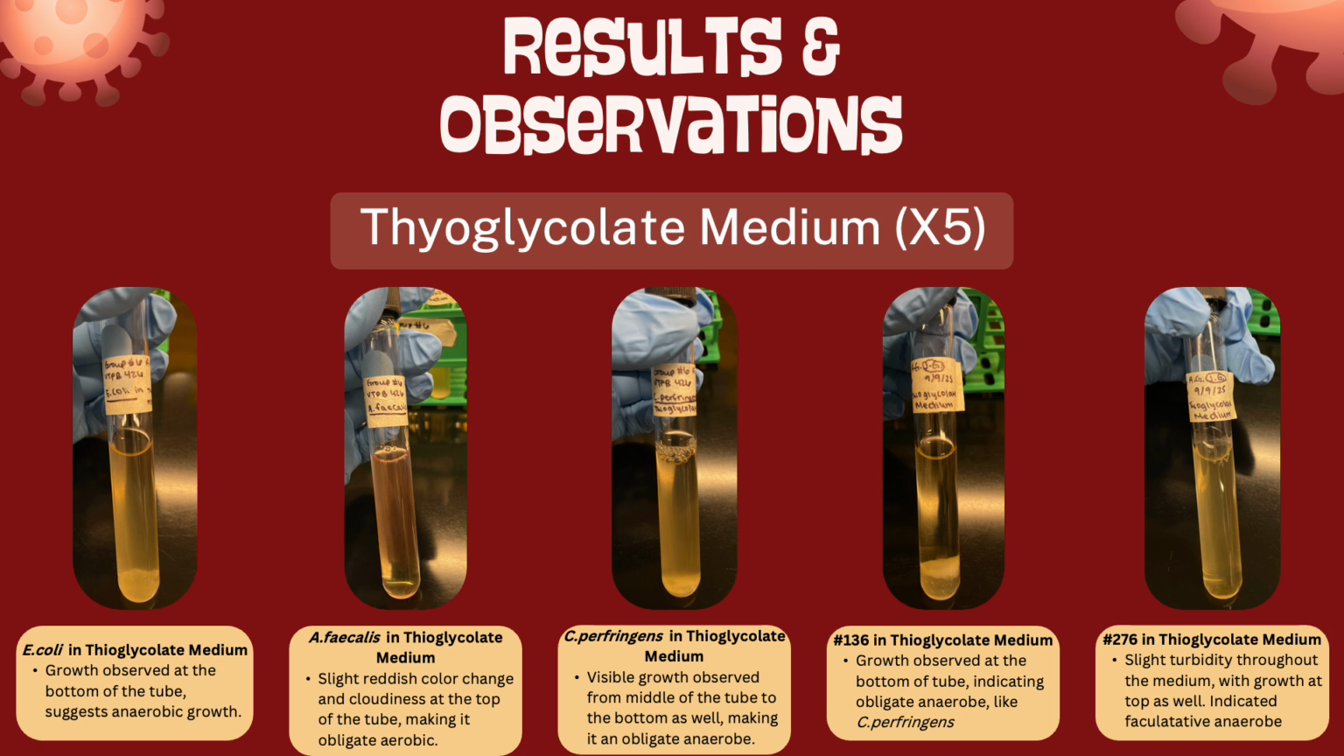Now for our unknown number 276, there was slight turbidity observed throughout the medium, with slightly heavier growth at the top, looking almost like a small thin sheet of film. This growth pattern indicates that this unknown is a facultative anaerobic organism, which is usually consistent with E. coli.